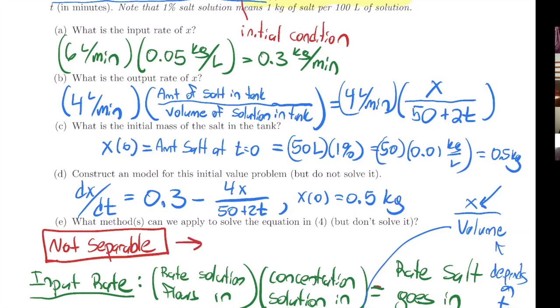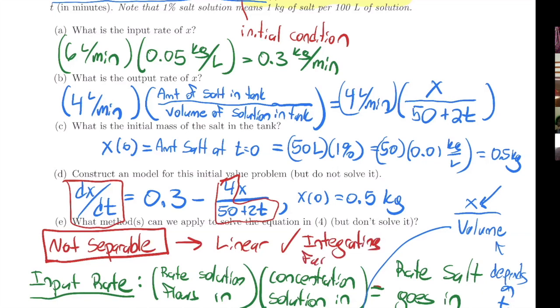However, this is linear. We have nothing that's being multiplied by the first derivative of x, and the stuff that we're multiplying by x, which is the 4 over 50 plus 2t, is independent of x. So that is linear in x as well. So this equation is linear in the first derivative and linear in x. This means if we want to solve this, then we would need to use the integrating factor, and kind of reverse engineer the product rule there.